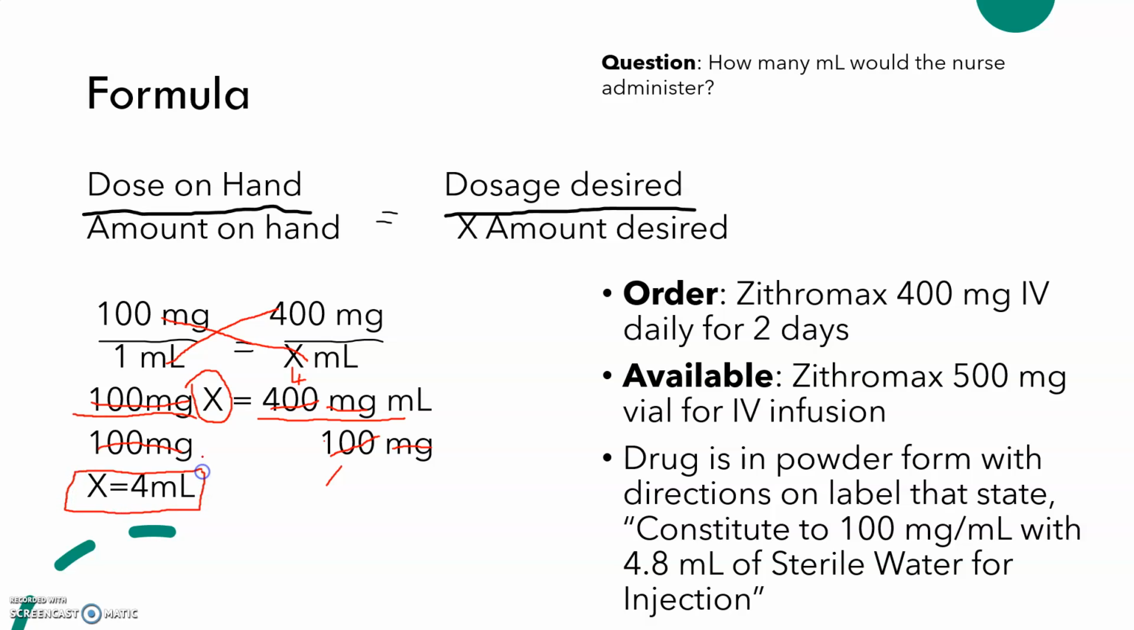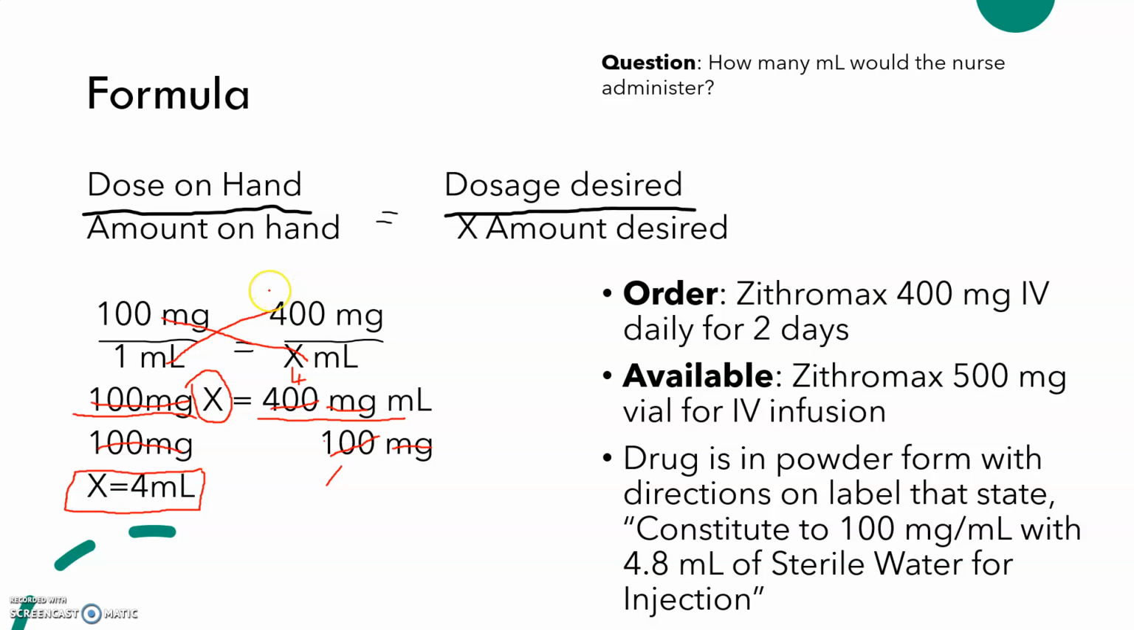And we can look at it logically also. If 100 milligrams is in 1 ml and the doctor ordered 400 milligrams, then using logical thinking, you would know that the answer will be 4 mLs. So again, using a formula is the best and safest way.